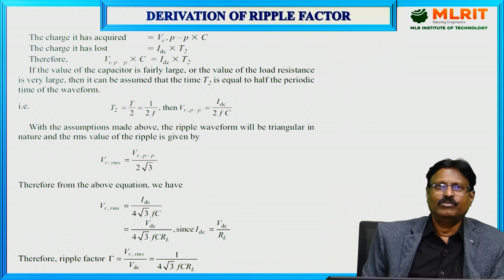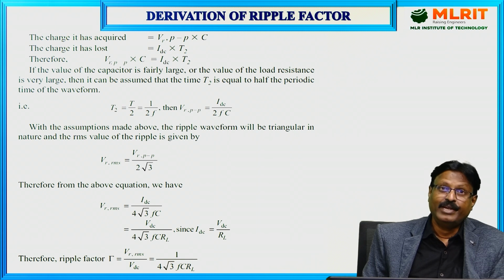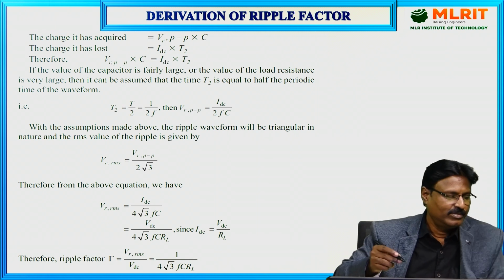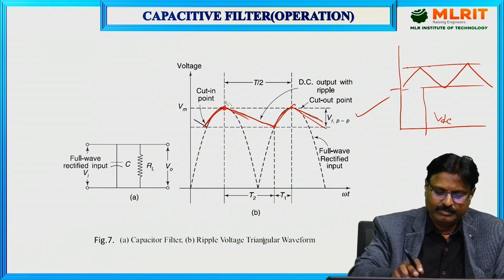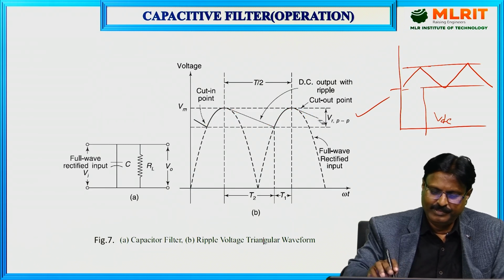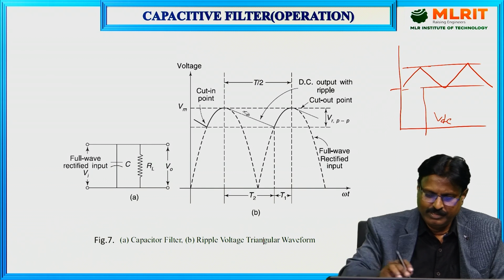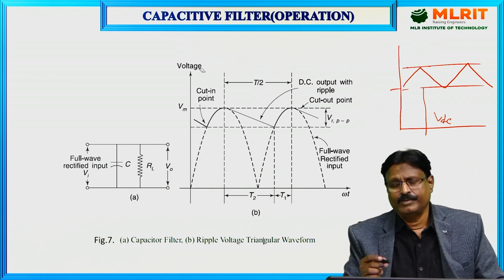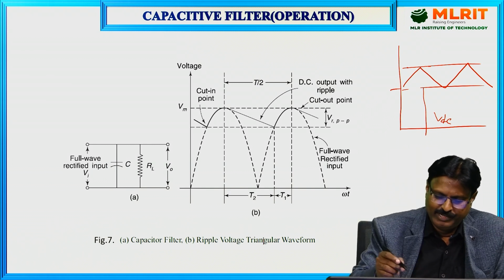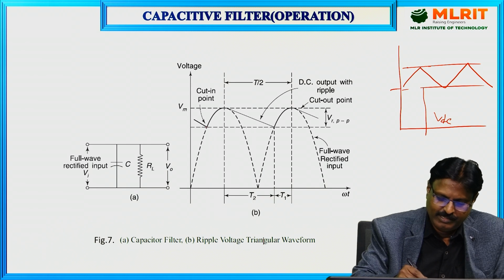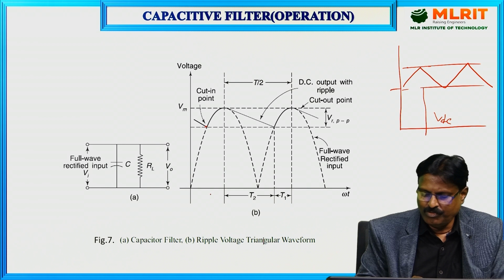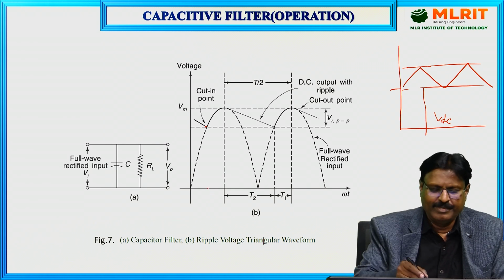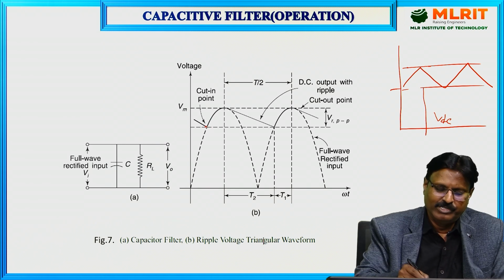Okay, so that's why here we are deriving the ripple factor of a full wave rectifier with a capacitive filter, right? If you observe this waveform, you can draw some conclusions here. As you can see, this is a cut-in point. Cut-in point means it is the instant of time at which the diode starts charging.